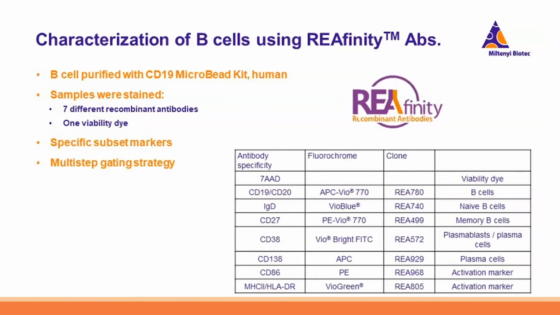CD19 and CD20 are usually used to identify the B cells, IgD to check naive B cells, CD27, as I mentioned before, is a marker for memory B cells, CD38 for plasmablasts and plasma cells, also CD138 for the plasma cells, then CD86 as an activation marker, and MHC2 also as an activation marker.